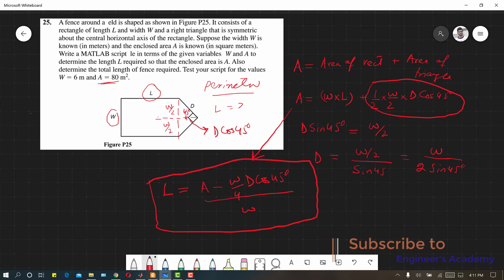Also we need to write the equation for perimeter as well, because it is also required. Also determine the total length of fence required. So the total length of fence required will be equal to P, let's suppose. So it will be equal to 2 times L plus width into 2 times D. So we can write it like this, 2 times L plus D plus width. So now we can use this equation in our script file to find the perimeter.